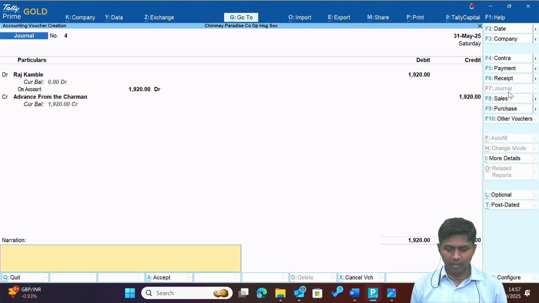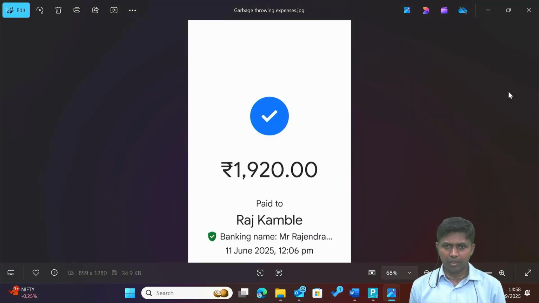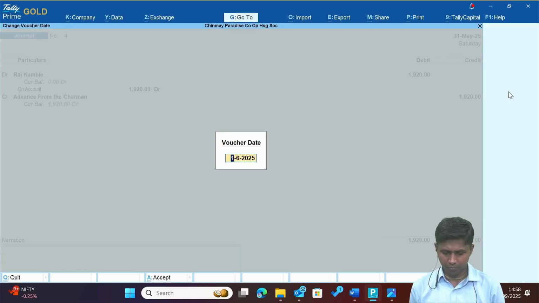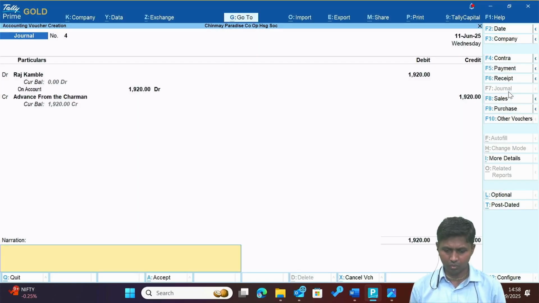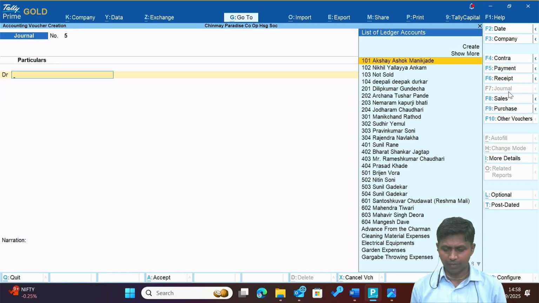And then whatever is the accumulated total of advance, that we will finally settle through cash or bank. That means finally we will give the total amount to the chairman at the end of the period, or whenever the chairman asks, at that time we'll accumulate the expenses, and then after that we'll pay definitely. This is Raj, when it is paid on that date, 11th June. Therefore make the date 11th June and then accept it.